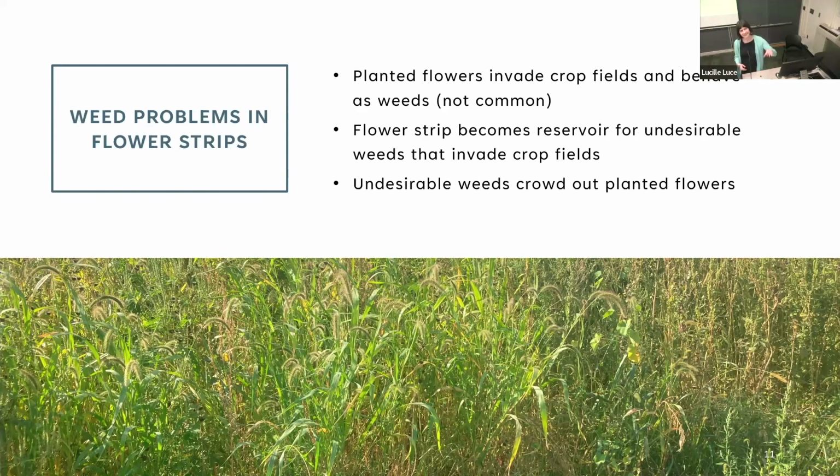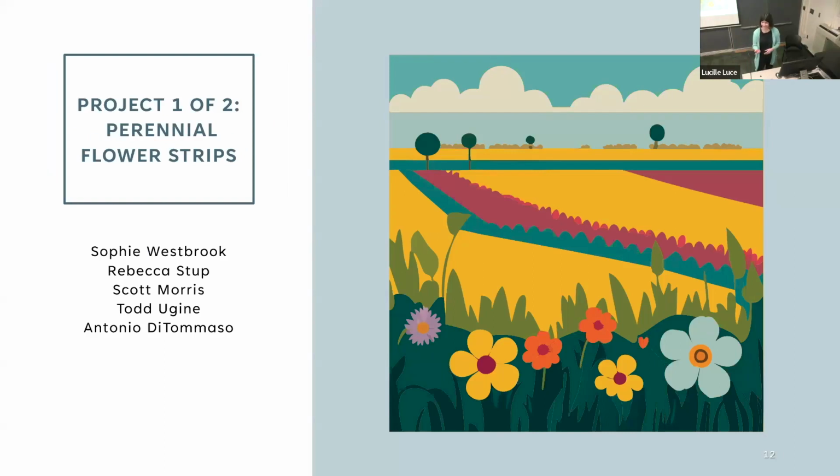A lot of my research has been about trying to prevent these two outcomes. Good stuff. So this first of two projects is about perennial flower strips. The second is about annuals.